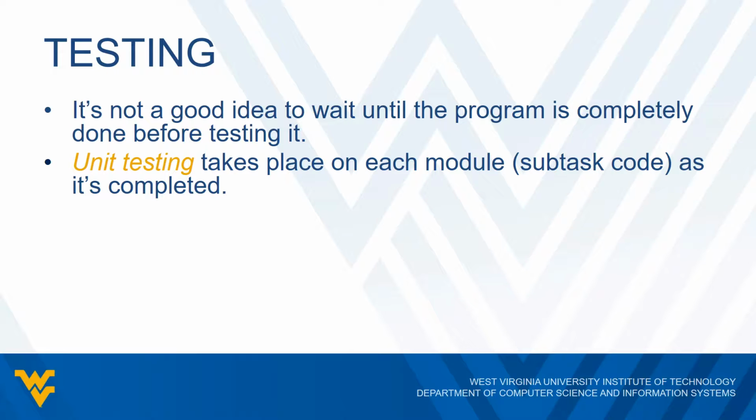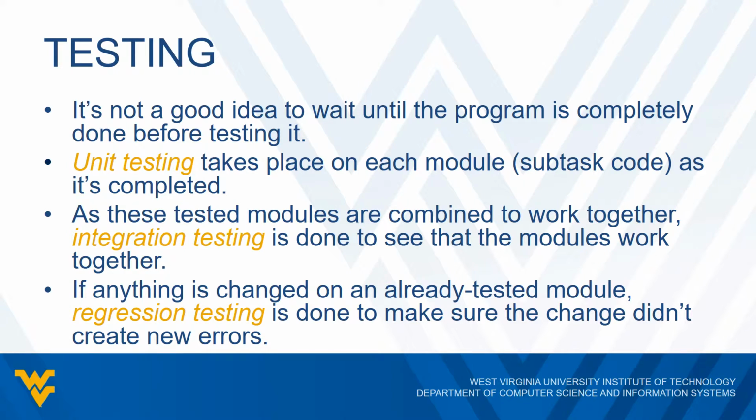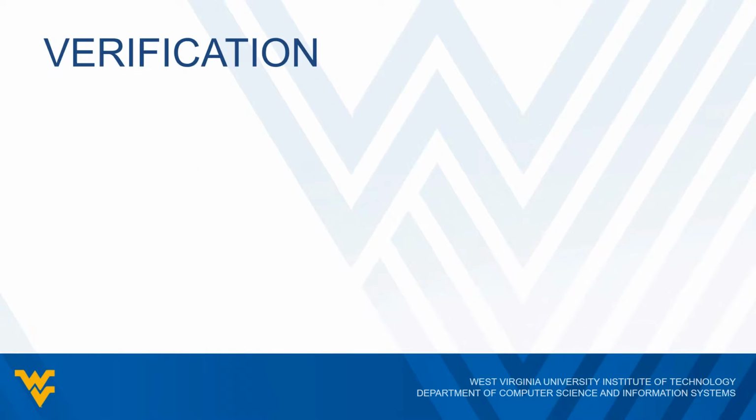Now, as each of these tested modules are combined to work together, integration testing is done to make sure that the modules communicate the necessary data between and among themselves, and that all the modules are working together smoothly. And then finally, if anything is changed on any already tested module, we can use regression testing to make sure that this change hasn't introduced a new error into the code that was previously correct.